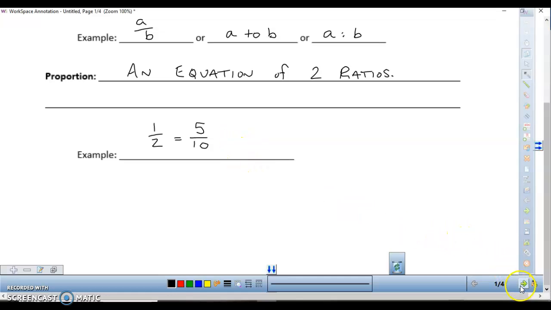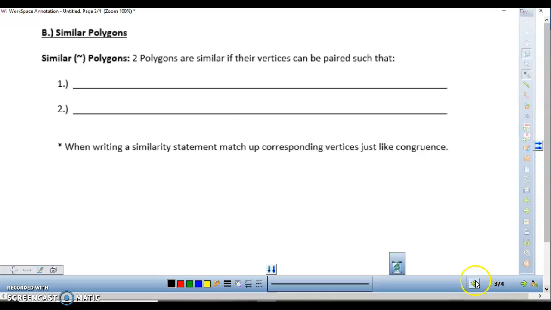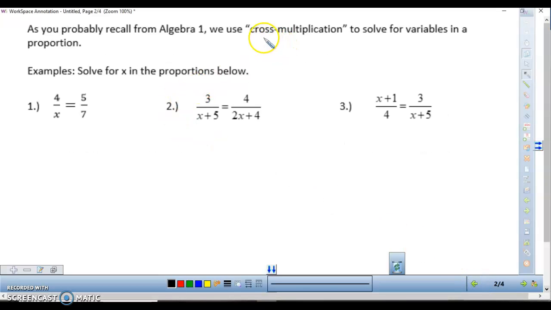All right, now we're really hoping you remember from Algebra 1 how to solve a proportion. And the way you solve a proportion is by using cross multiplication. In Algebra 1, your teacher hopefully would explain to you why this works, but essentially cross multiplication is a result of multiplying both sides of this fraction by their denominators, clearing both sides of fractions.